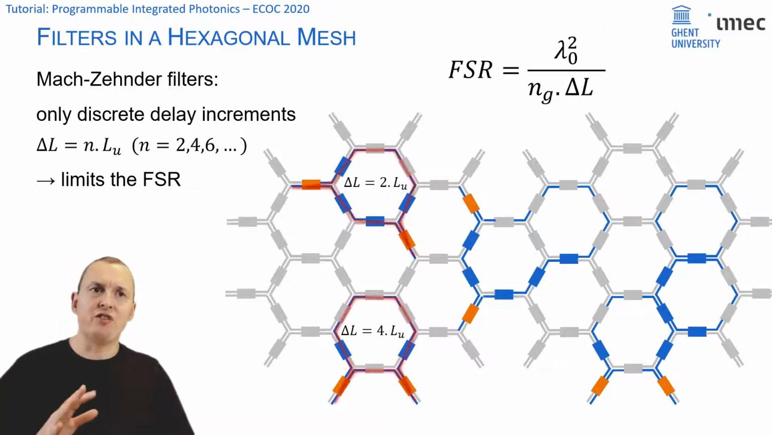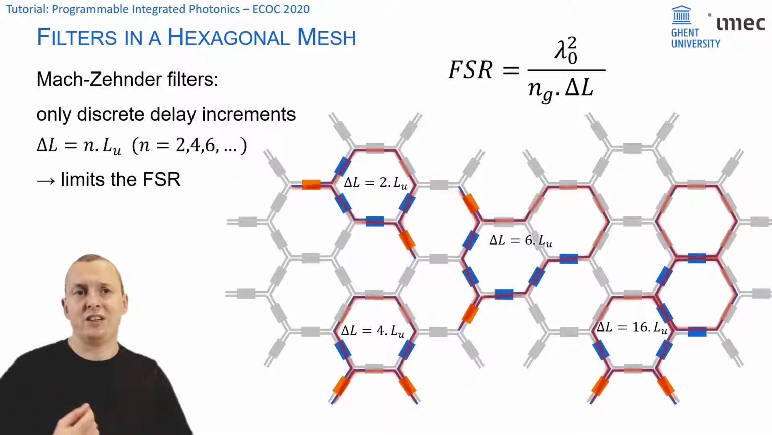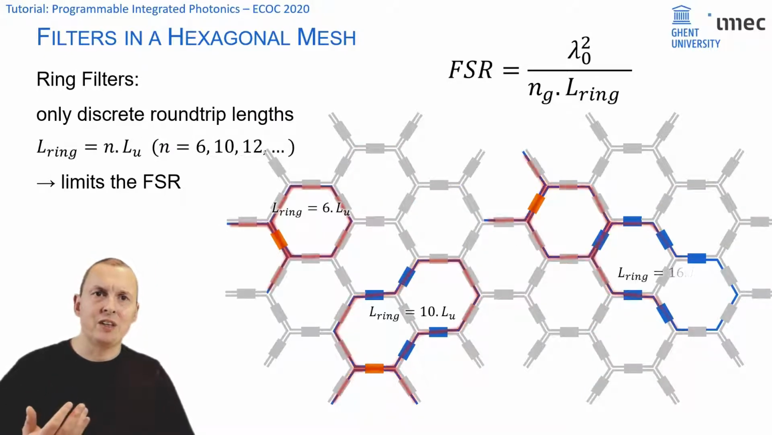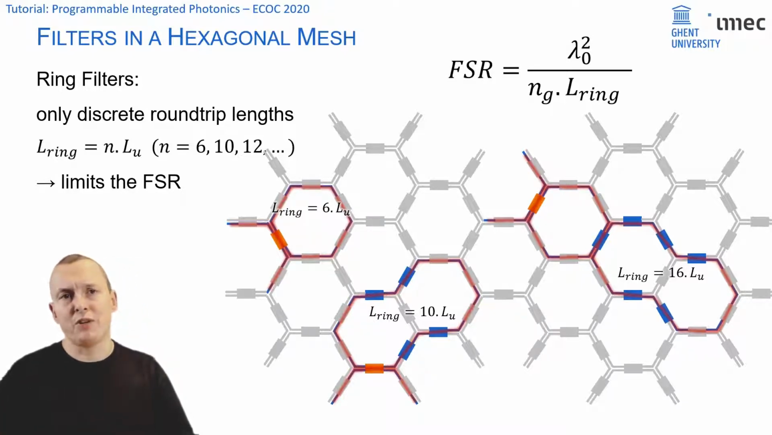There are some limitations though to filters. If you have filters in a fixed mesh, obviously the delay length that you can implement is fixed by an integer number of these edges of the cell. So for instance, for a Mach-Zehnder interferometer, you always have an even number of edges. And that limits the free spectral range that you can get from your Mach-Zehnder interferometer. Similarly, for a ring, the smallest ring you can make consists of 6 of these edges. So that's already a quite long ring, and therefore will give you a quite small free spectral range.